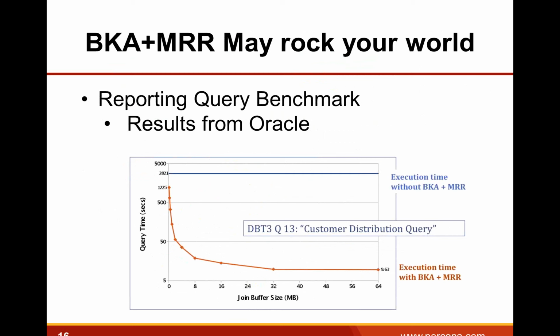These are the benchmarks I promised for BKA + MRR. This is from DBT-3's data analytical query, and you can see the difference in this case was about 200 times at the peak. I also would note that with the default join buffer size, the performance advantage was very small, just double.